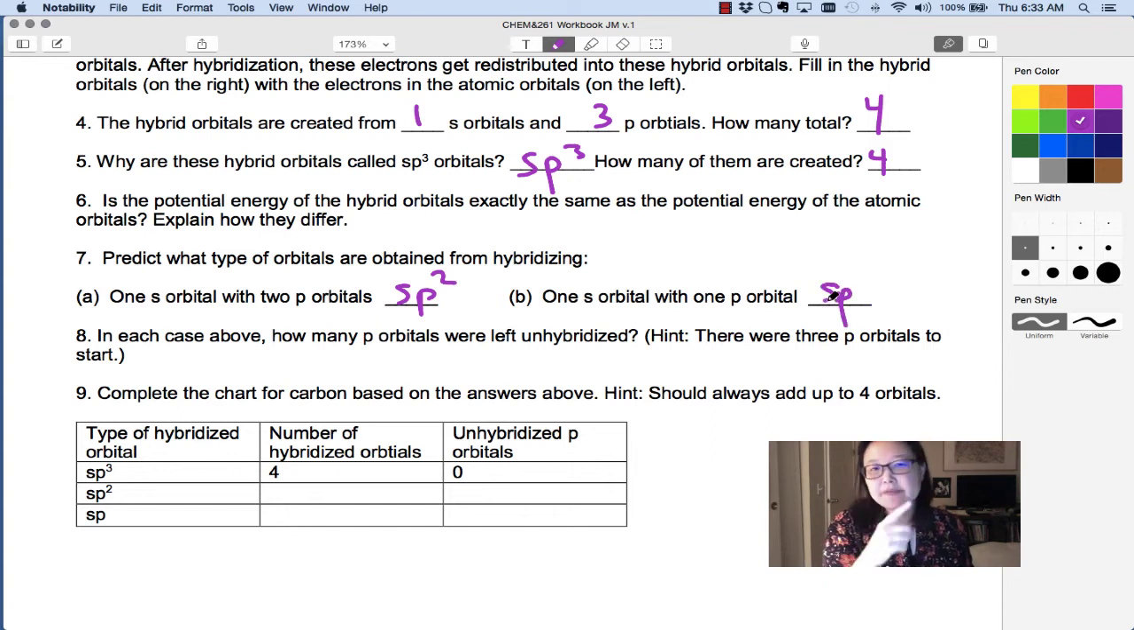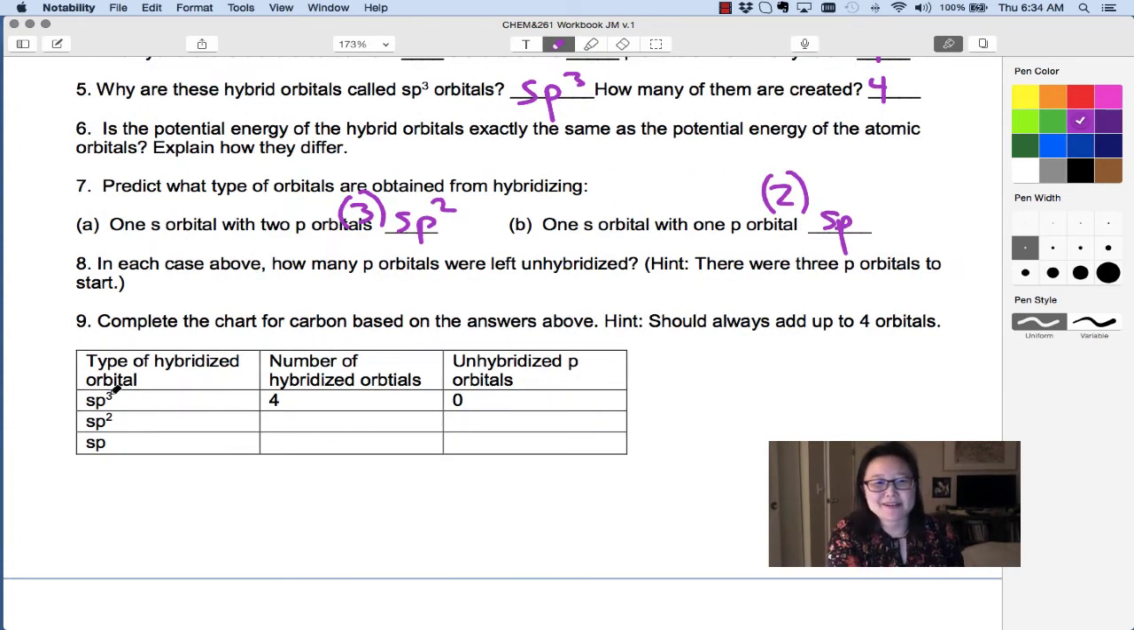Now let's talk briefly about how many you would get. Coming back to here, one s orbital and 2 p orbitals is how many atomic orbitals? 1, 2, 3. 3 atomic orbitals. How many sp2 orbitals will there be then? There will be 3 of them, right? So I'm going to put 3 sp2 orbitals will be created. If you have one s orbital and one p orbital and you mix them together, you actually get 2 sp orbitals because 2 go in and 2 have to come out.